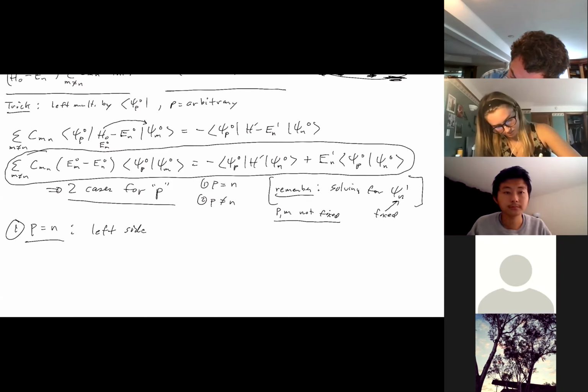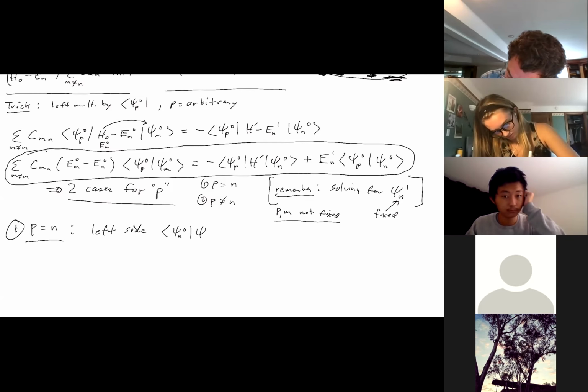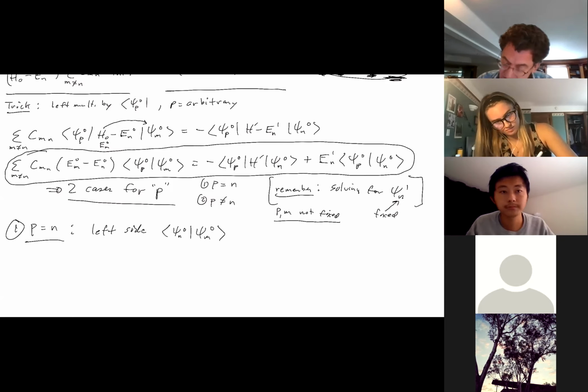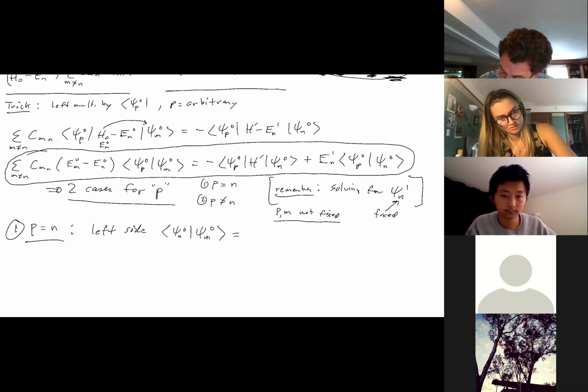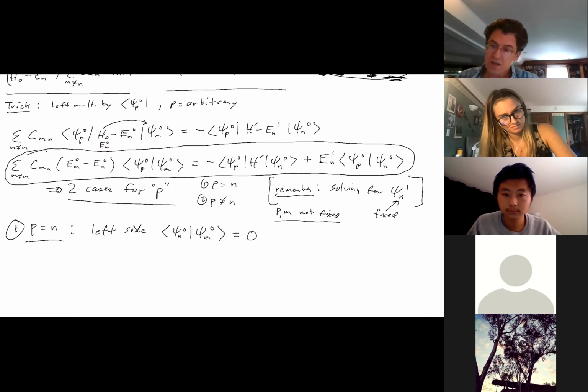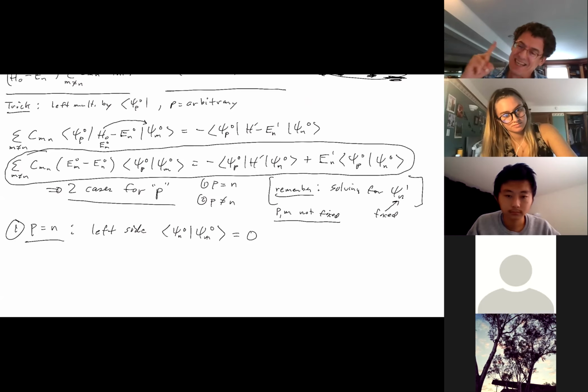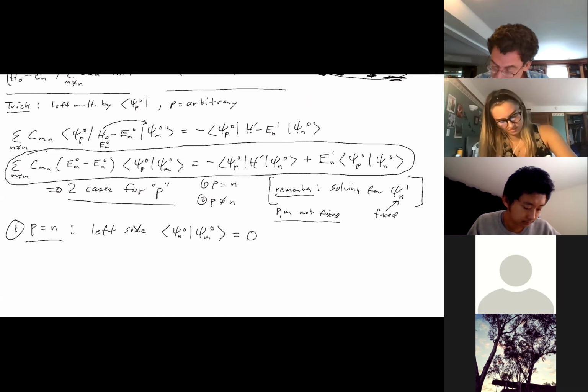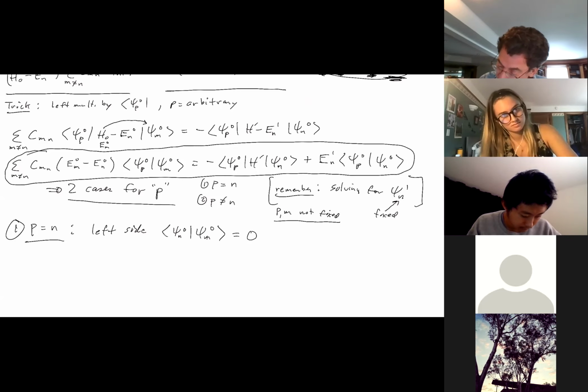Then we have psi n naught, psi m naught on the left side. You see that on the left side. So what is this equal to? 0. Why is it 0? Why couldn't it be 1? M isn't equal to n. Exactly. That's exactly right. That's a little tricky. I think that's not obvious, but you're right. You nailed it. Left side is 0.